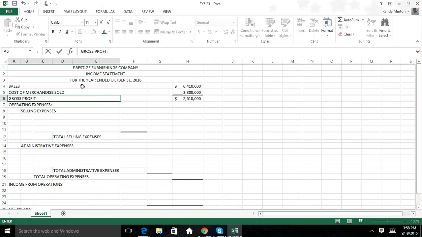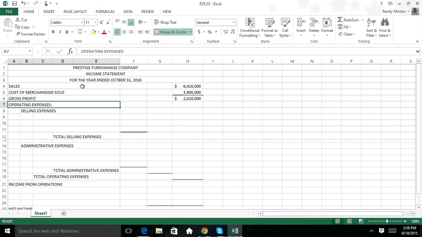Now, gross profit is different than net profit. Gross profit is simply the sales or the revenue minus your cost of merchandise sold. You can still have a loss even though you have a gross profit. If your expenses were high enough, you would have a loss.